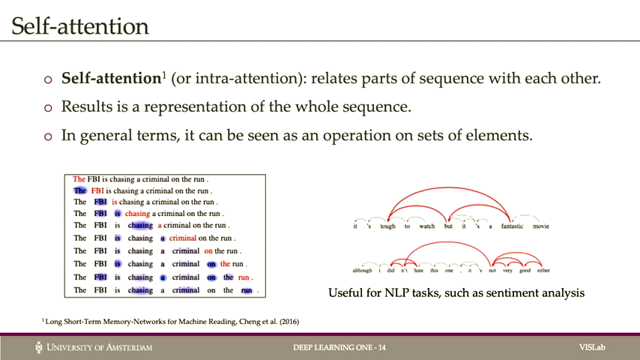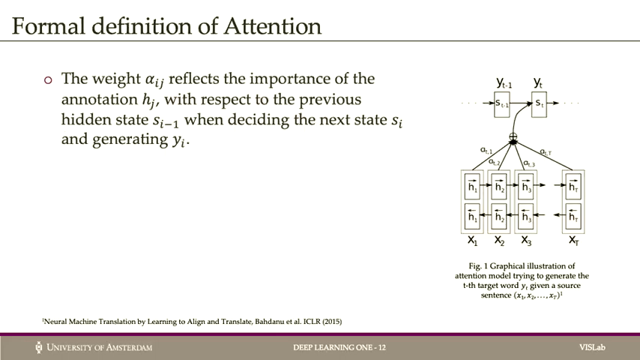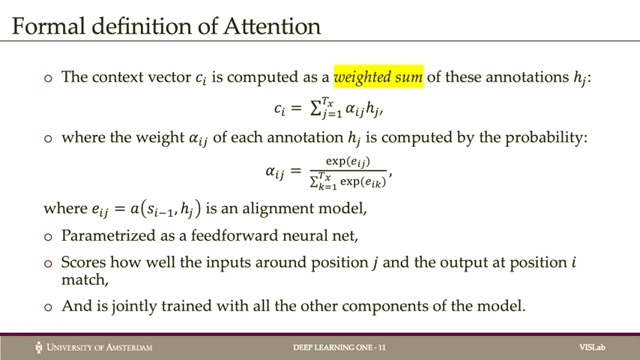In this example, will it always pay attention to, for example, the second word? Or is that something that is learned, so we don't know? No, it's learned. So if we go a bit back, you see this alpha, so those weights are learned.